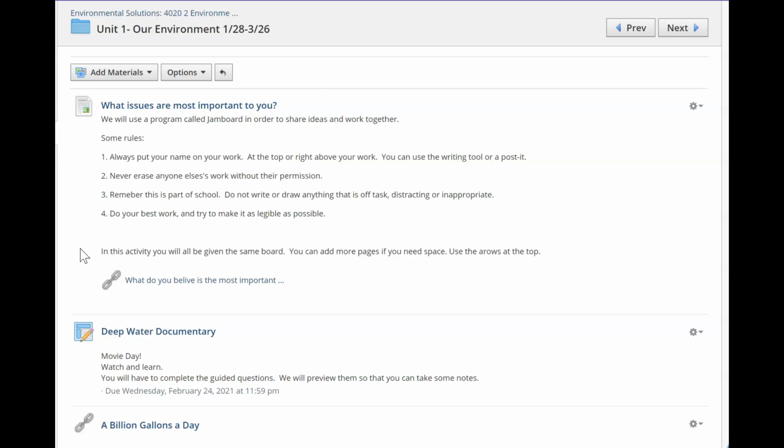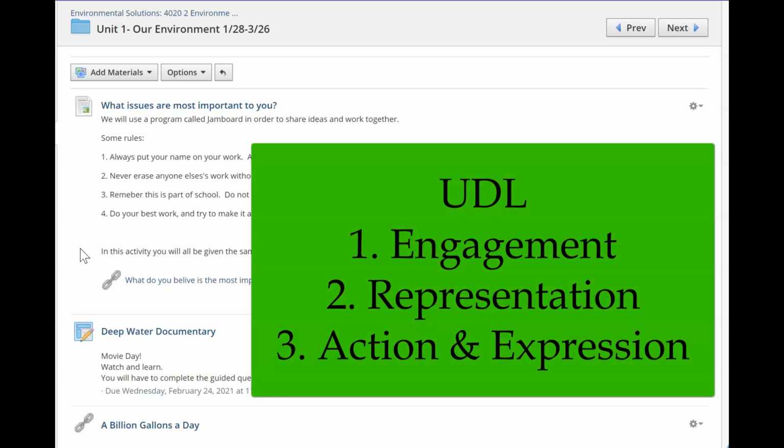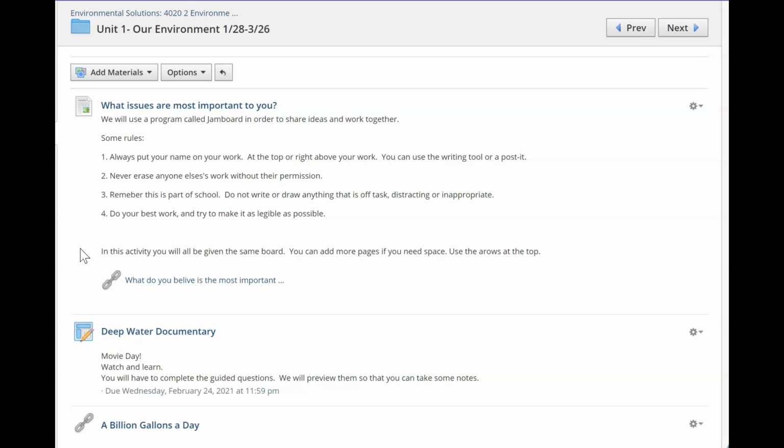the UDL sequence. It's not linear in that you do engagement, then action, then representation, and then action and expression individually, but instead I start out with a heavy amount of engagement, work through and circle through all three of these and spiral until at the end, I end up with a large amount of action and expression.